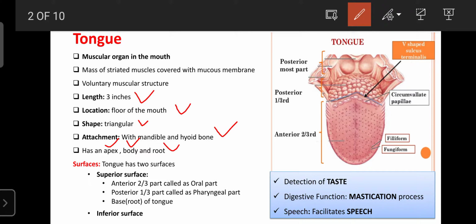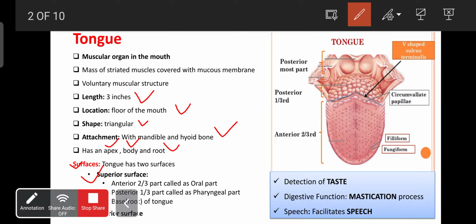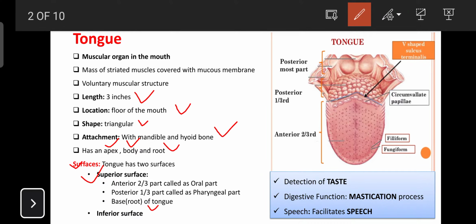Regarding the surfaces, the tongue mainly has two surfaces, the superior surface as well as the inferior surface. The superior surface is located in the oral cavity. Just below it is the part that cannot be easily located, the part of the tongue that is attached to the floor of the mouth with the help of special tissues. That part of the tongue is known as the inferior surface.